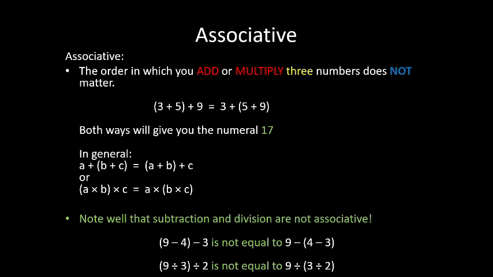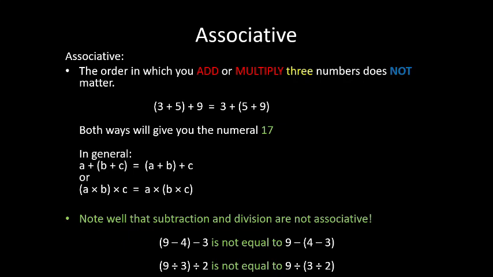So if you have A plus B plus C with the brackets around A and B, and then you move the brackets around B plus C, you're going to get the same answer. If you have A times B times C with the brackets around A and B, equal to A times B times C with the brackets around B and C, you will get the same number. Associative deals with the movement of brackets.